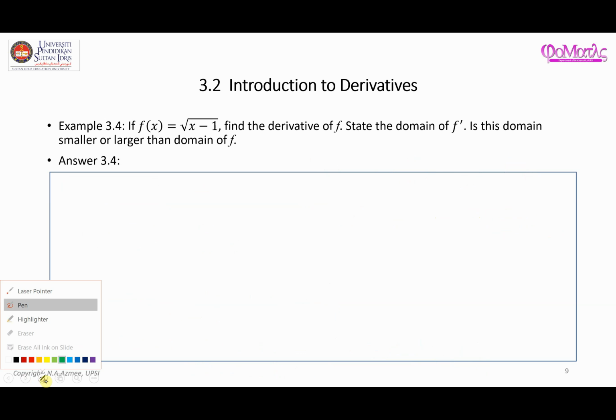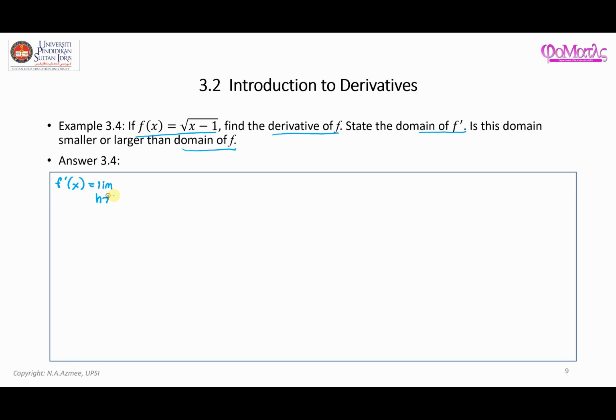So here, if f(x) is equal to this function, find the derivative of this function and then find the domain of the derivative. Is this domain smaller or larger than the domain of function f? Alright, so now let's start off with the definition, which is f prime of x equals the limit as h approaches 0 of f(x plus h) minus f(x), over h.